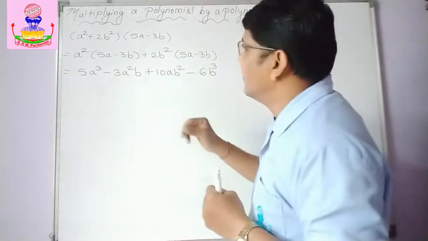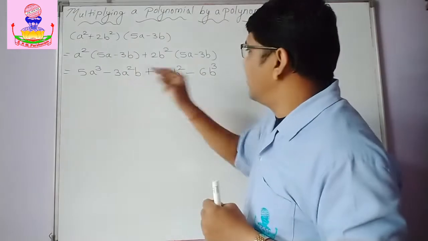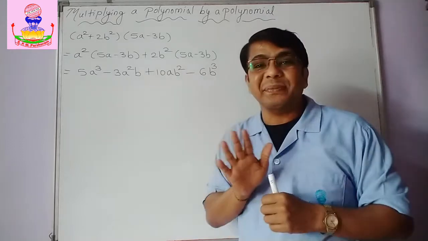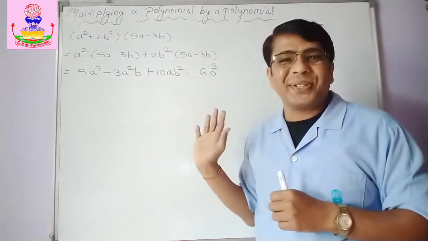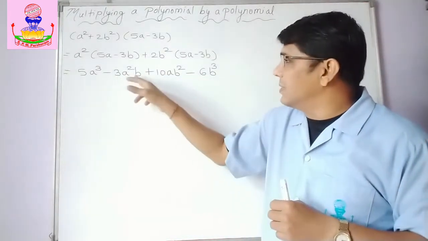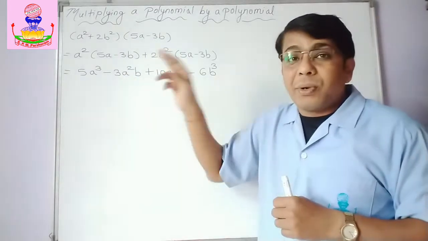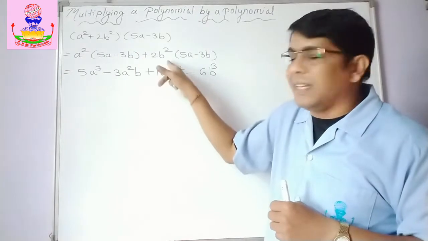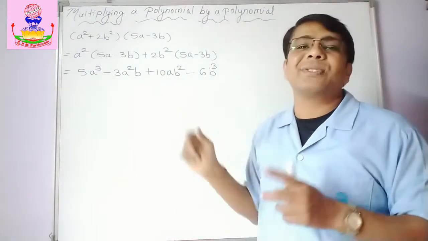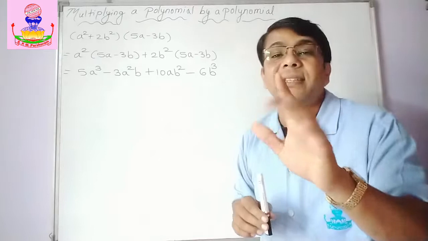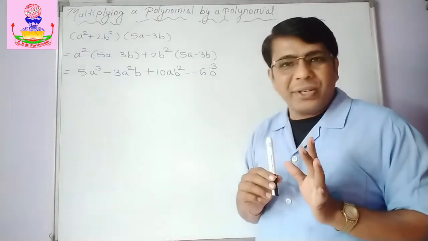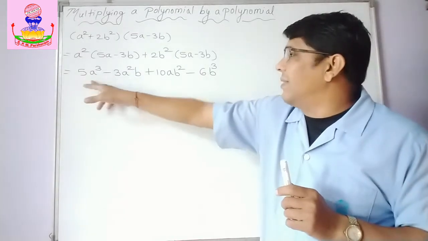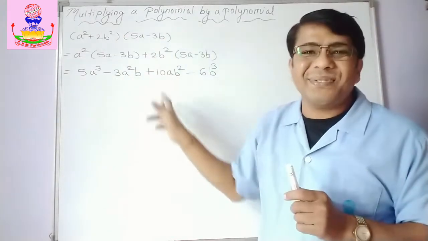Now see here. This is 3a square b and this is 10ab square. So they are not similar terms. Okay. Because powers are different here. You can see. Variables are same, but the powers, here it is a square, here it is a, here it is b, here it is b square. So they are not similar. We cannot add them or subtract them. Do you get it? And hence, this is the final answer. Now how many terms are there? 1, 2, 3, 4. So total 4 terms.